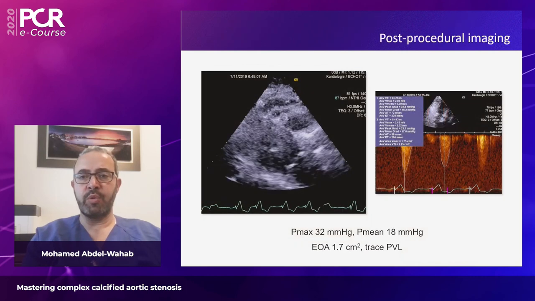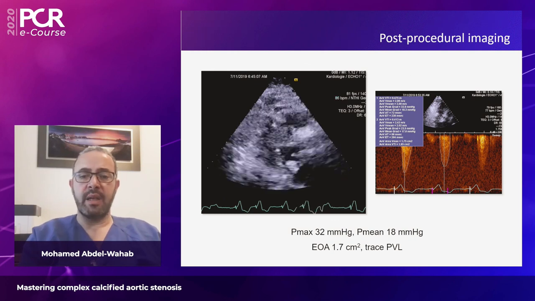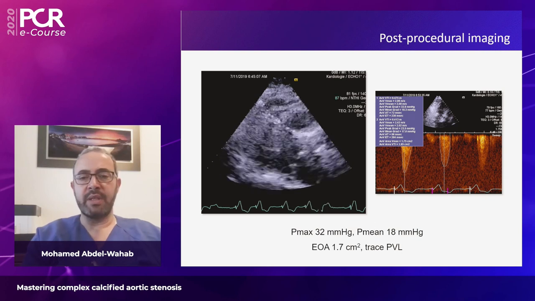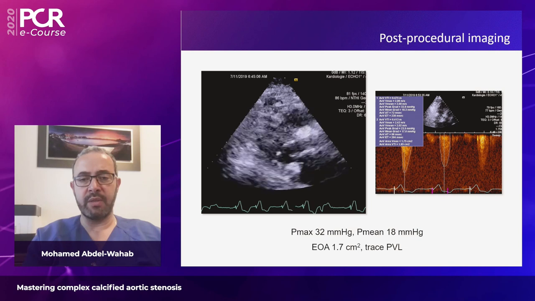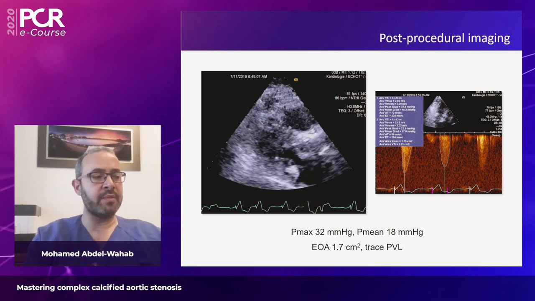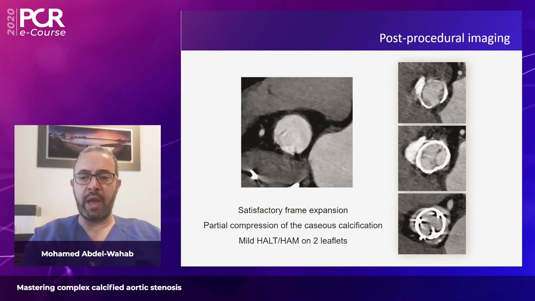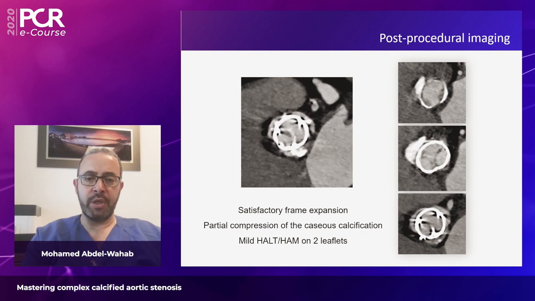Afterwards, you see here the post-procedure result. The mean gradient was 18, and the patient had a trace paravalvular leak on echo. So we thought that this mean gradient of 18 may be a little bit high. It could be normal for this particular device size and this anatomy. So we needed to check, and we also wanted to look at how the valve actually expanded on CT in this peculiar anatomy.